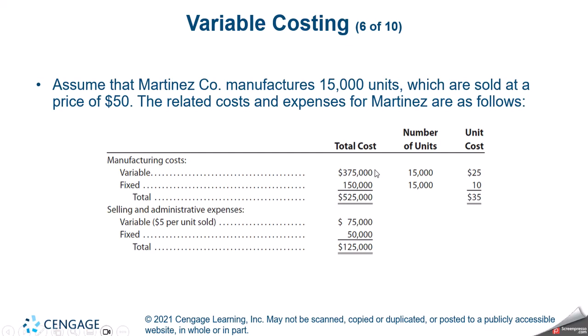So then here we have an example. They sold 15,000 units at a price of $50. So that would be our selling price, which is not calculated on here. Then this just shows us our variable costs. So 15,000 units at a $25 per unit variable cost, 15,000 units at a $10 fixed cost gives us our total manufacturing costs. Then we have our selling and administrative costs that are variable and fixed.